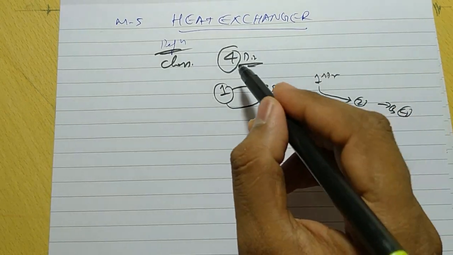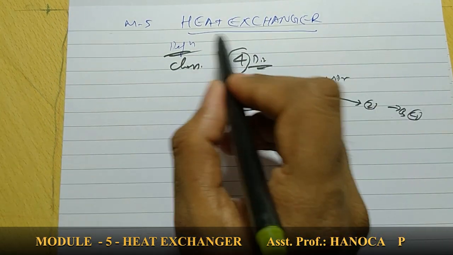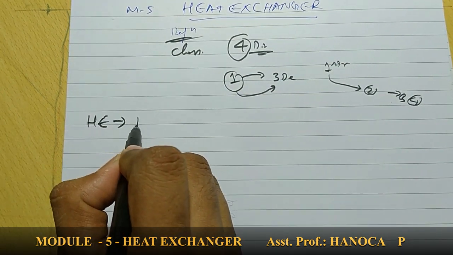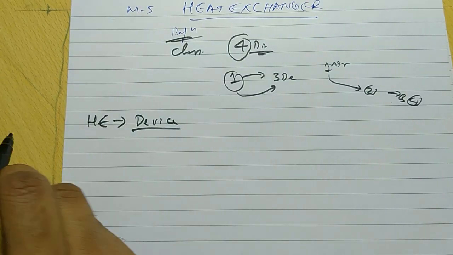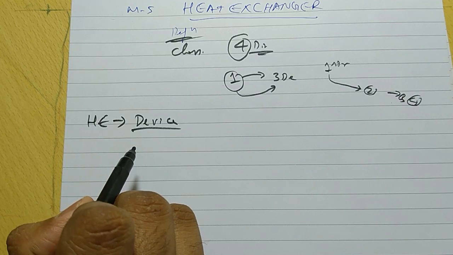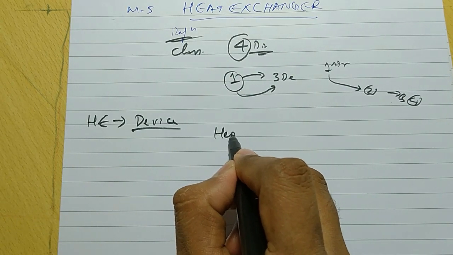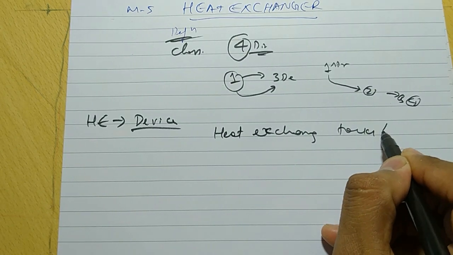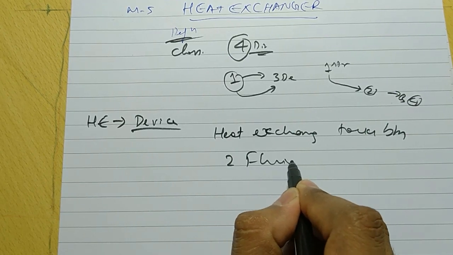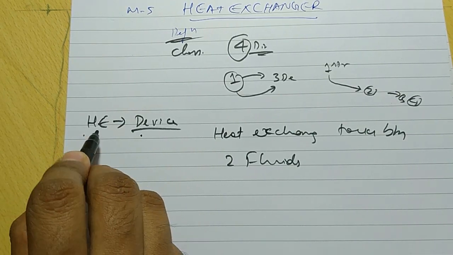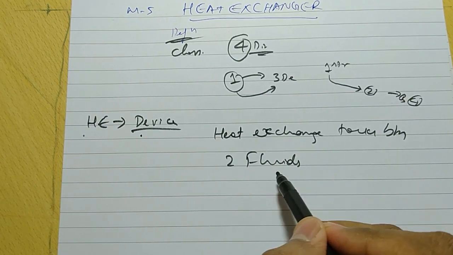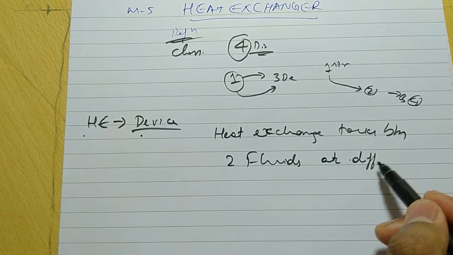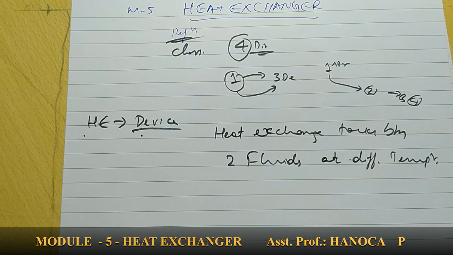Anyhow, before going into the derivation, once again briefly I am going to explain what is meant by the heat exchanger. Heat exchanger means it is a device, nothing else. In this device, heat exchange takes place. The name itself indicates the heat exchange takes place between two fluids at different temperatures. That is what you call a heat exchanger.